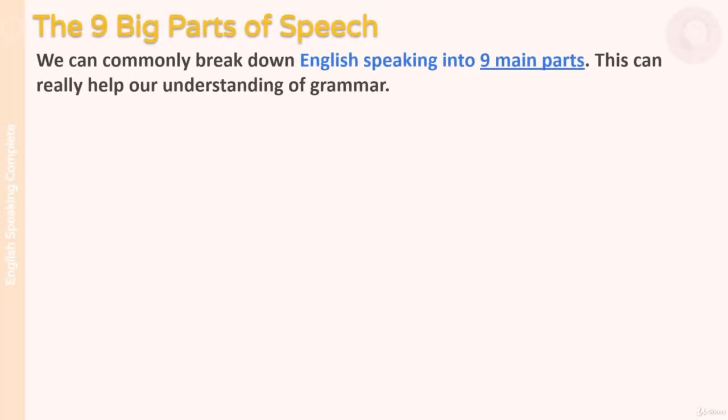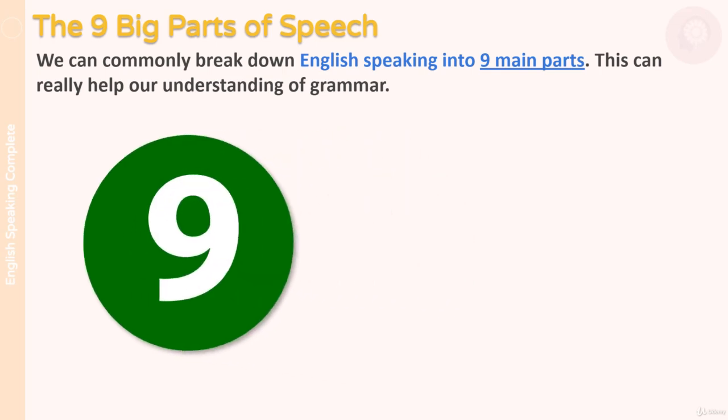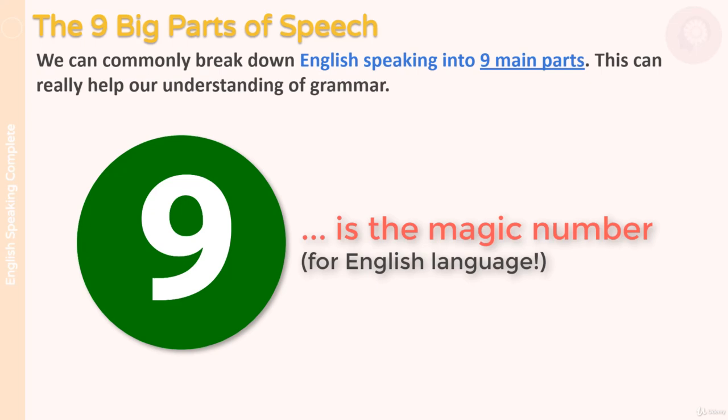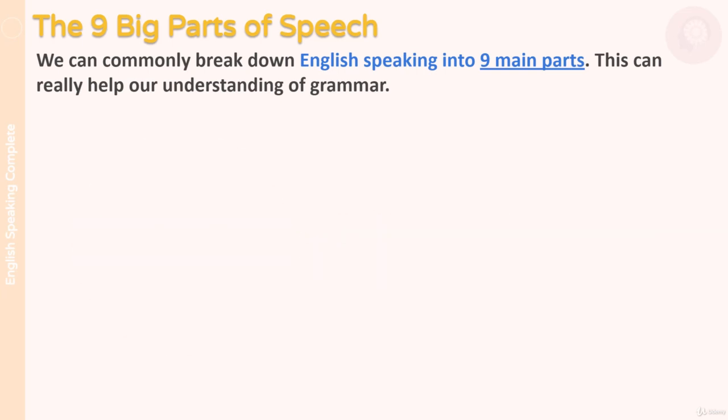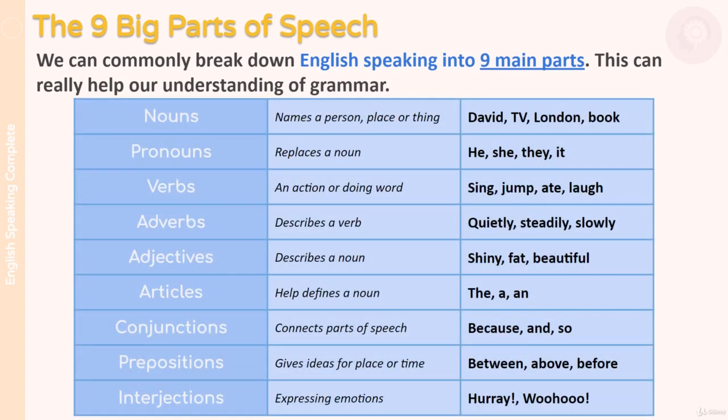So, as I said, we can commonly break down English speaking into sometimes 8 or, as I prefer, 9 main parts. And again, this can really help when studying and learning English language. It can really help our understanding of how to improve our grammar skills and fluency as well. So what are these 9 parts? Well, here is our table and we'll go through each part individually.